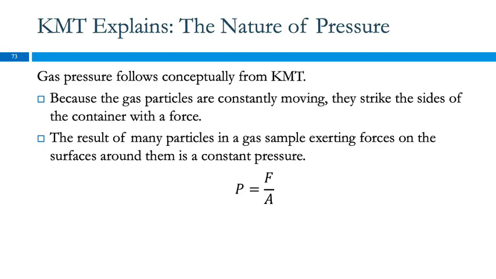So kinetic molecular theory explains a lot of the things we've been talking about. Gas particles are constantly moving, and so they're continually striking the sides of the container, and they hit with a force. It's very tiny, but they do it a lot. So the result of the many particles in the gas sample hitting the sides is we get this constant pressure. We talked about this earlier. The pressure is equal to the force divided by the area. The force comes about from the particles hitting the walls of the container, and this would correspond to the area of the container surface.